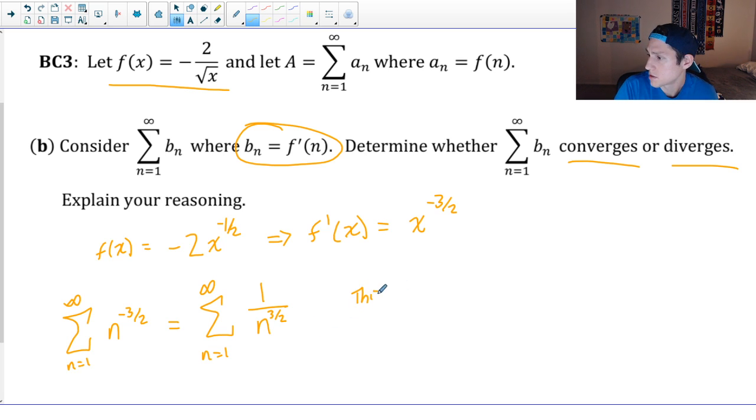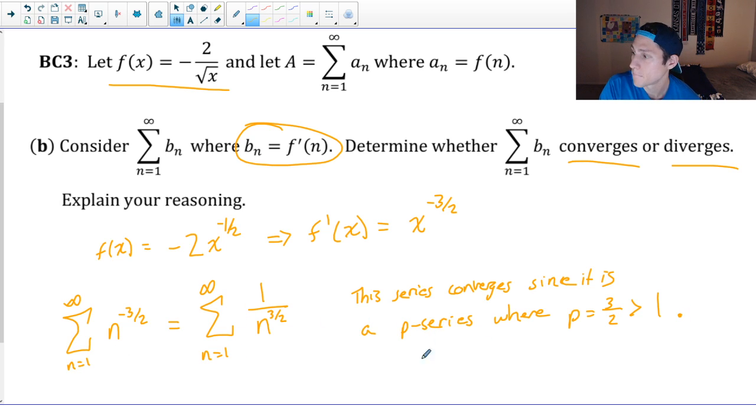All right, so we can just say this series converges since it is a p-series, and specifically since our p-value is greater than 1. Right? That's what it takes for a p-series to converge. That value of p has to be greater than 1. If it's less than or equal to 1, it will diverge.